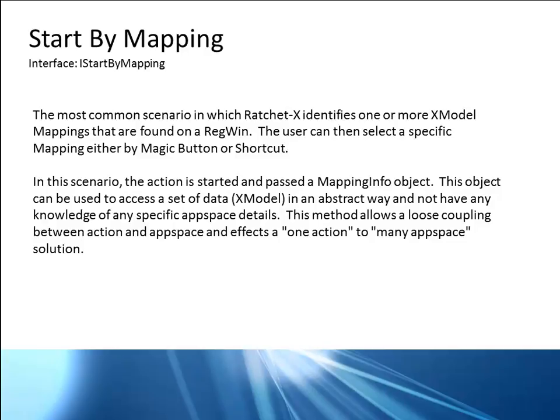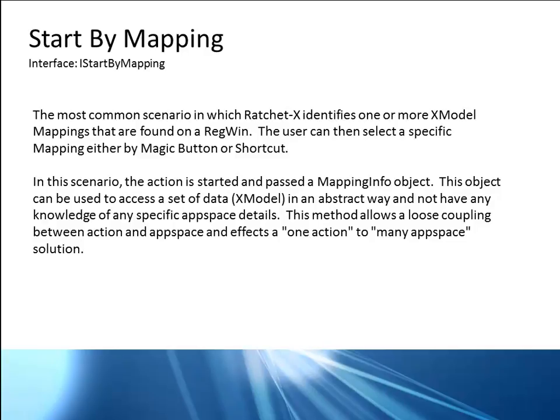The first and most popular is start by mapping. The interface for this is start by mapping. This is the most common scenario in which Ratchet-X identifies one or more X model mappings that are found on a RegWin. The user can then select a specific mapping either by magic button drop-down or through a shortcut key or a shortcut mouse action.